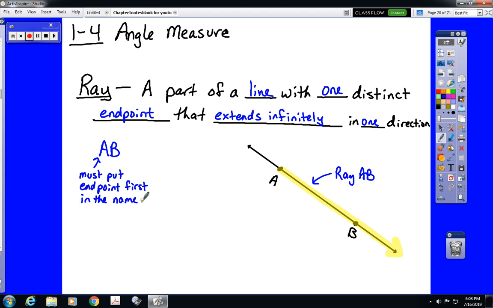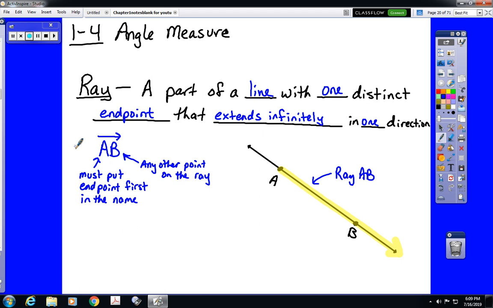We would then name a second point, any other point on that ray. In this case, B is the only other point in the picture. Now over the top, we're going to put an arrow. Notice how it has only one arrowhead.